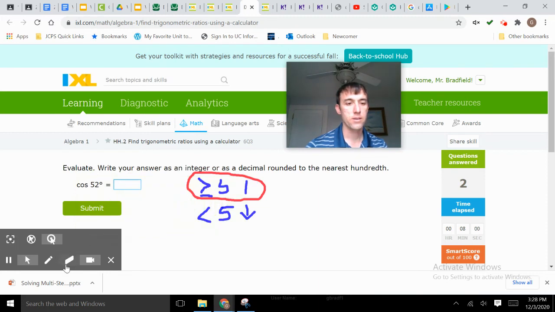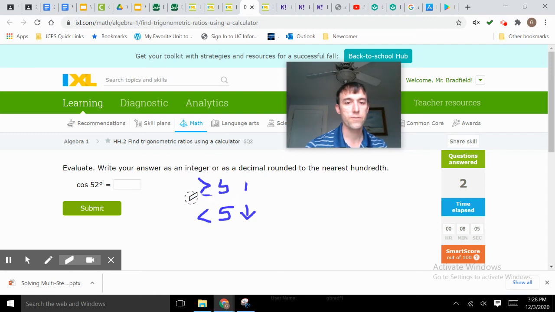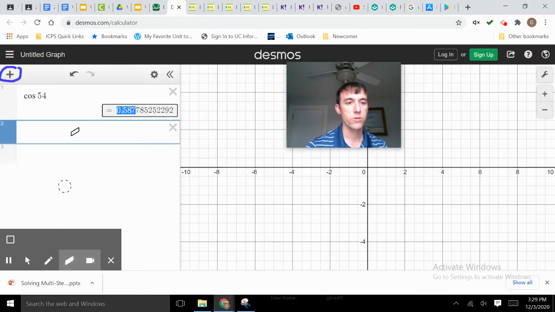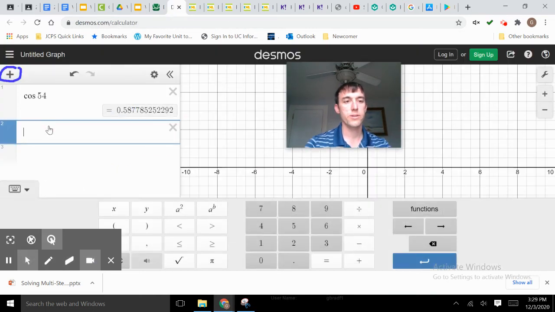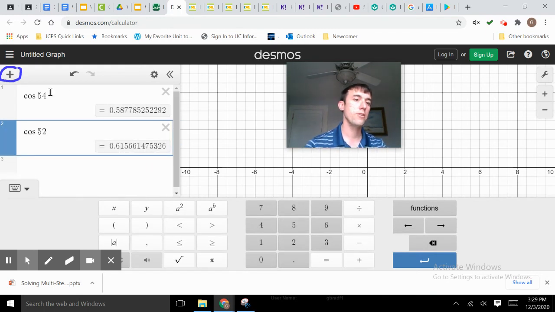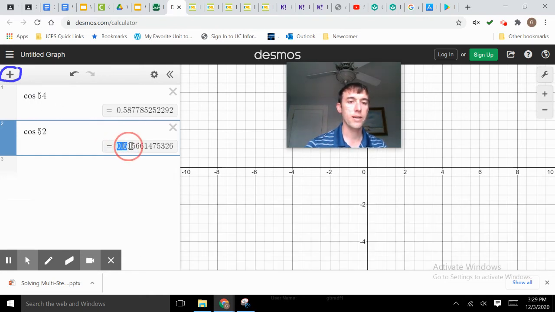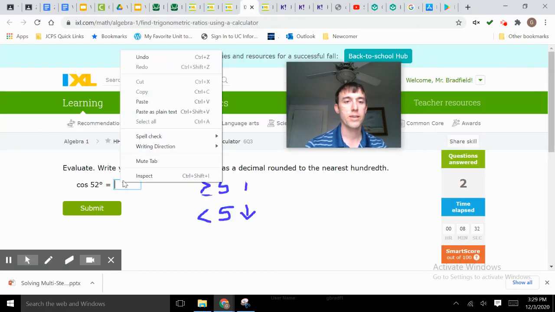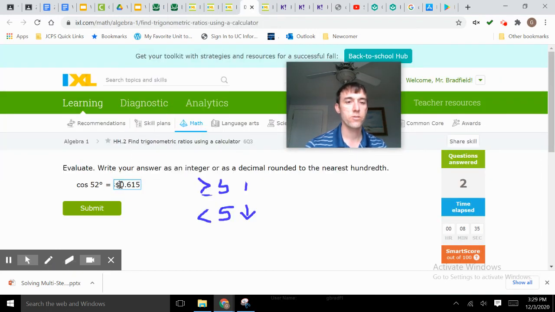All right, let's try again. Erase this. So the cosine of 52, I go back to my calculator. We're going to type here, cosine of 52. All right, and you can see it saves my previous answer. This time, my answer is 0.615. Then I copy and paste my answer here. 0.615, and I don't need the dollar sign.